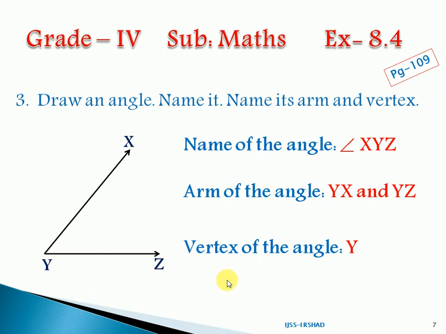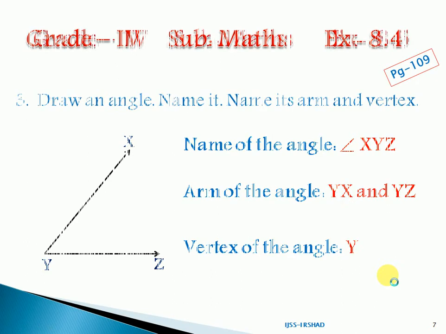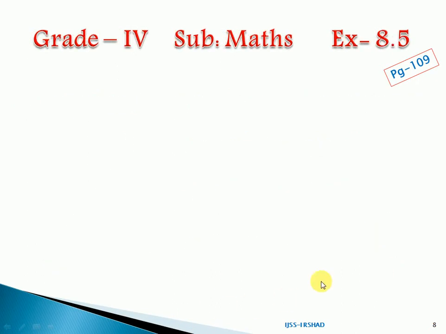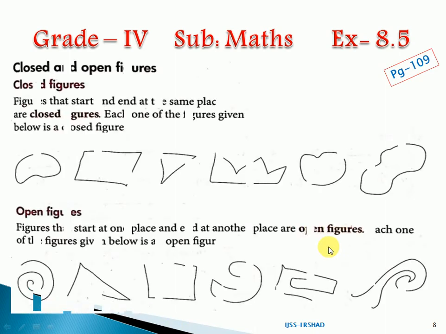So this is the end of this exercise, and now we will move to the next exercise, exercise 8.5. This was exercise 8.4. We have finished this one. Hope you all have understood, and this question number 3 you will do in your notebook. Now exercise 8.5. Before starting 8.5, we need a brief explanation about this exercise. You can open your book to page number 109, and you will have this there also.